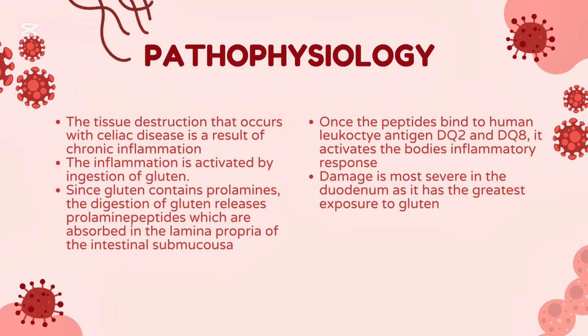Exactly. And since gluten contains prolamines, the digestion of gluten releases prolamine peptides, which are absorbed in the intestinal mucosa. Once the peptides bind to human leukocyte antigen DQ2 and DQ8, it activates the body's inflammatory response. Damage is most severe in the duodenum as it has the greatest exposure to gluten.